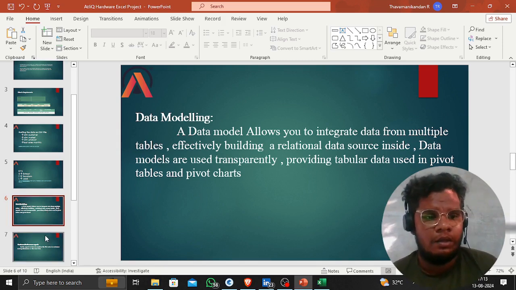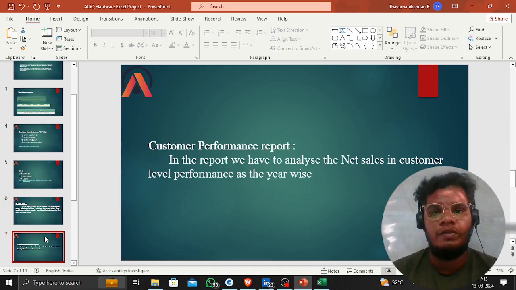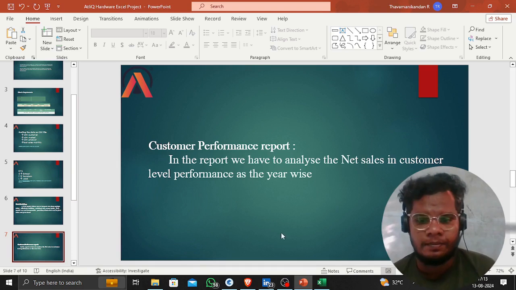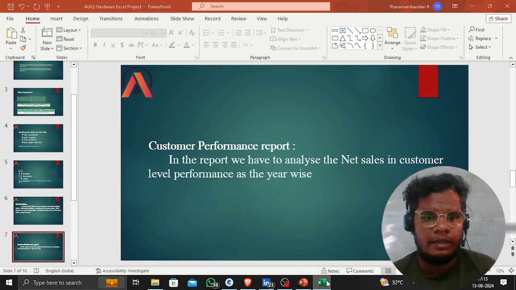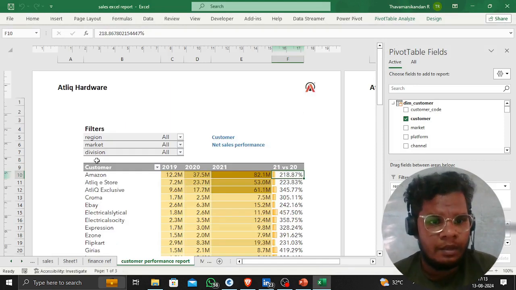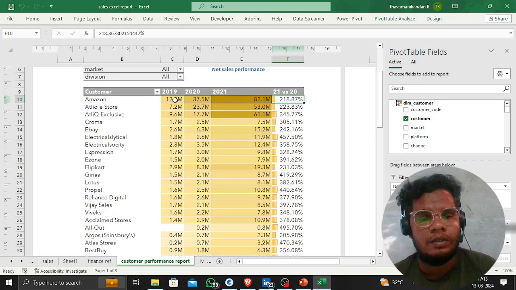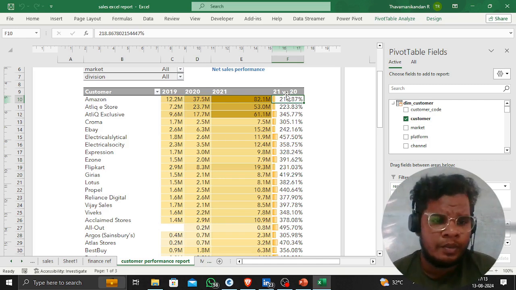Right. First, the customer performance report. In the report, we have to analyze the net sales at customer level performance year wise. For that, in the Excel file, as per the client requirement, we have region here, market here, division is also here, and then customer, 2019, 20, 21, and here's 21 versus 22.